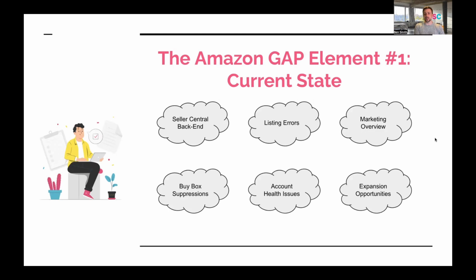So the first part is obviously the current state. We're looking at our Seller Central account, and we're going to go through and assess everything, right? We want to look at things like our FBA settings, our backend, our account health, our listings. Do we need to update our graphics on our listings? Are we missing A+ content? Do we have listing errors like suspensions, suppressions, buy box issues? What are we doing with marketing? Are we running advertising campaigns? Are we taking advantage of things like coupons around Prime Day? We know that's coming up soon. Do we have a Prime Day plan?